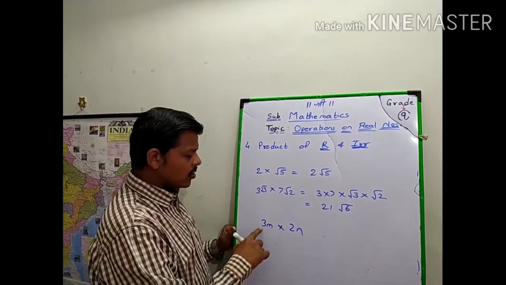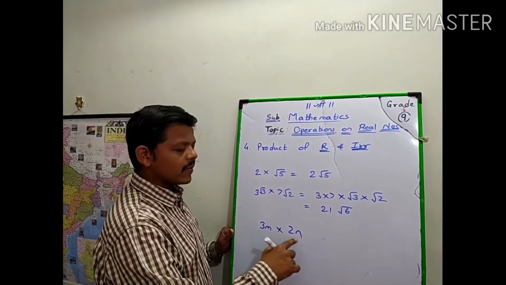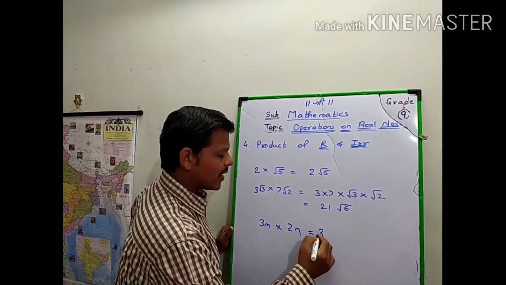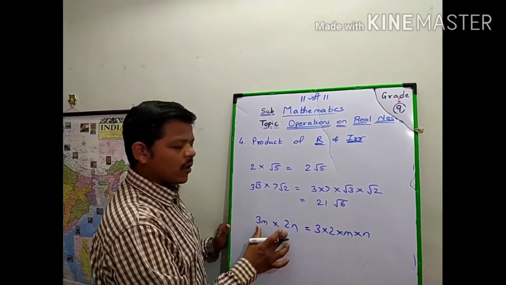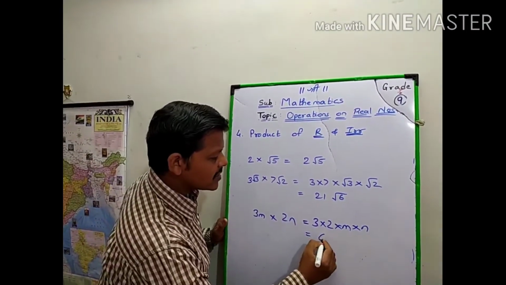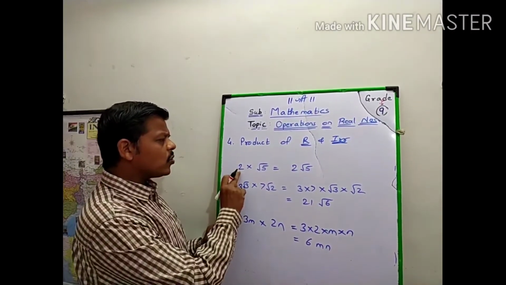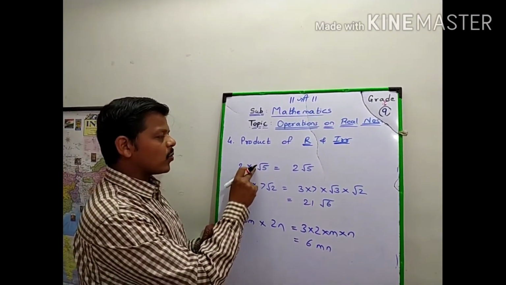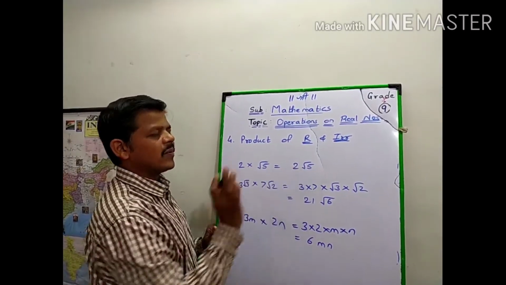What you used to do? 3 into 2, m into n. You used to write 6mn. Do you remember? It used to be like this, 3 into 2, m into n. We used to multiply coefficient and coefficient, variable and variable. So which would give us 6mn. Similarly, 2 into 1 root 5 means what? 1 root 5. We know that. So 2 ones are 2, root 5 remains root 5.